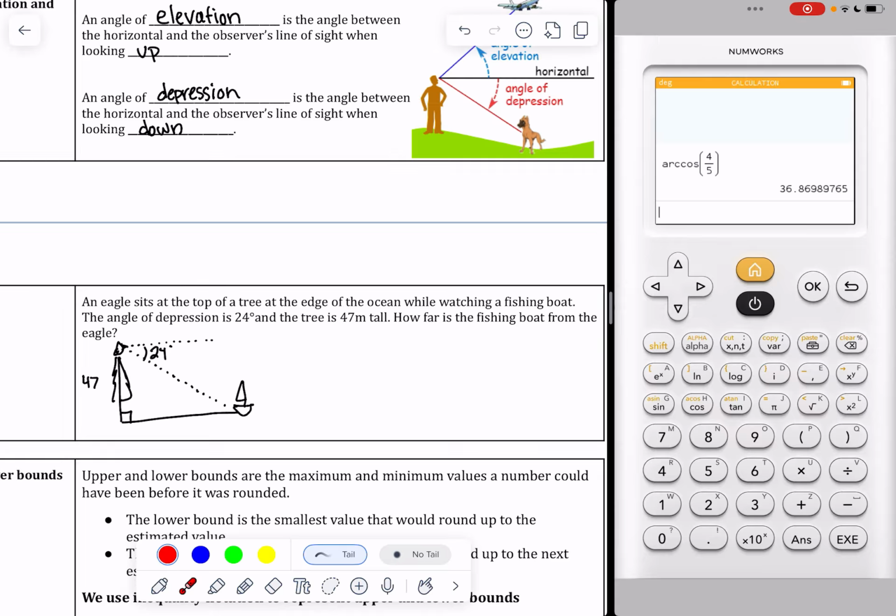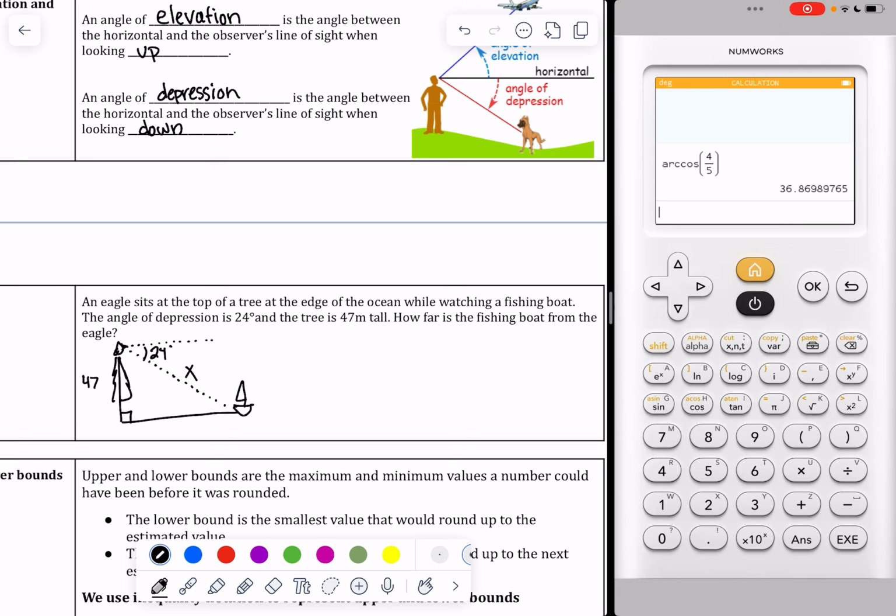So we'll think, okay, we need to find the distance between the eagle and the boat. So that distance will be, it's a slanted distance here, but that will be our x.